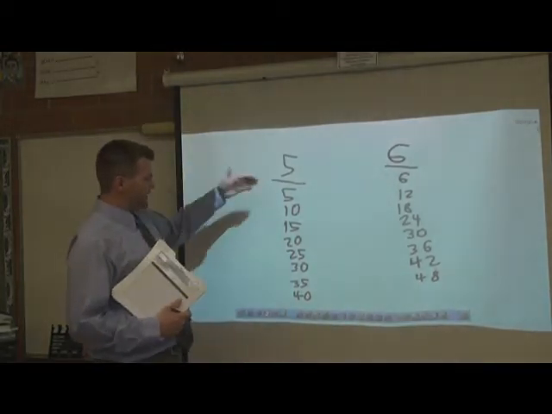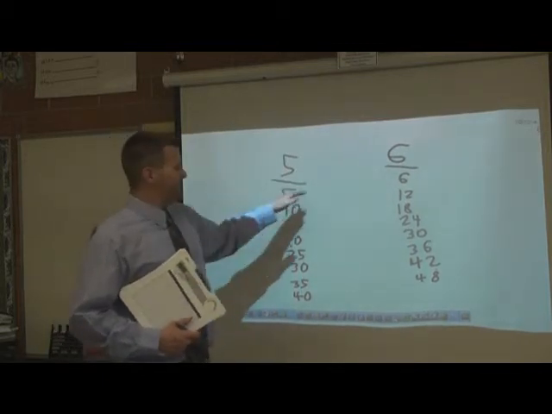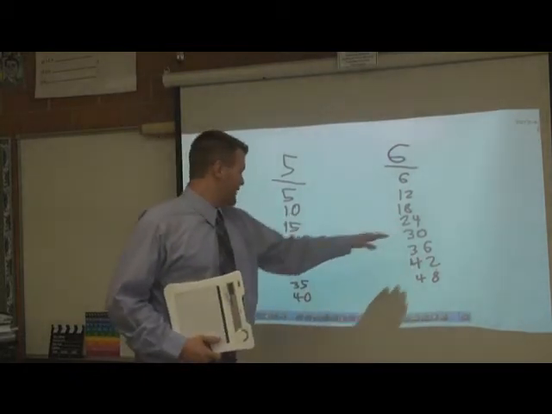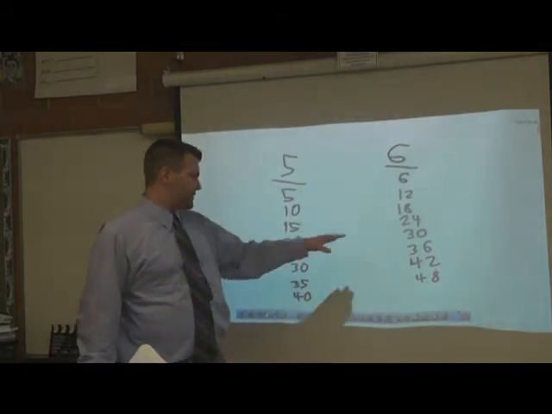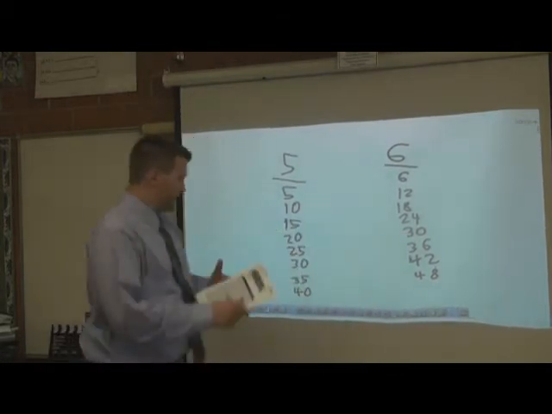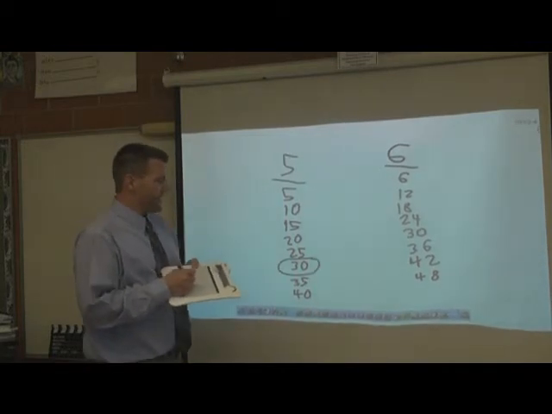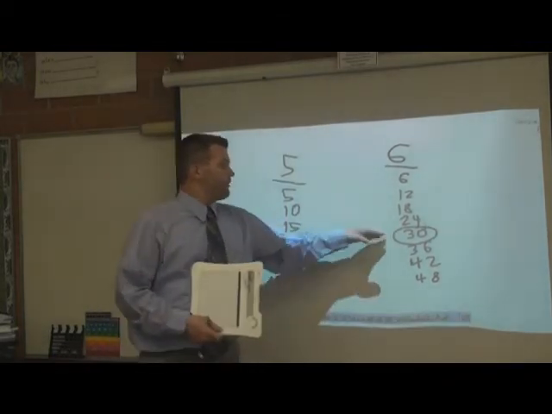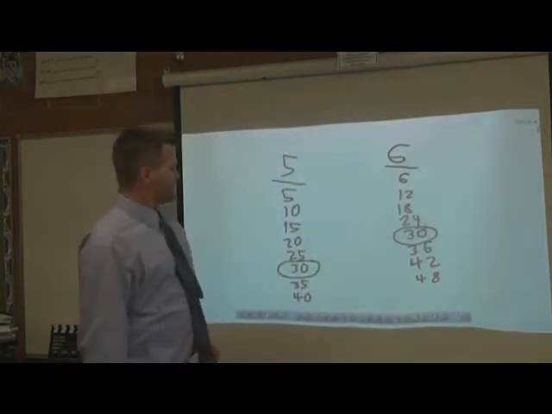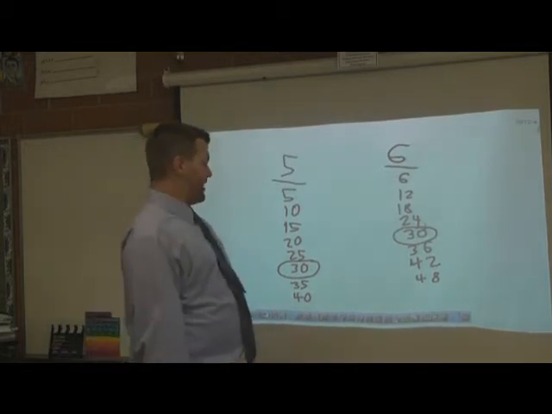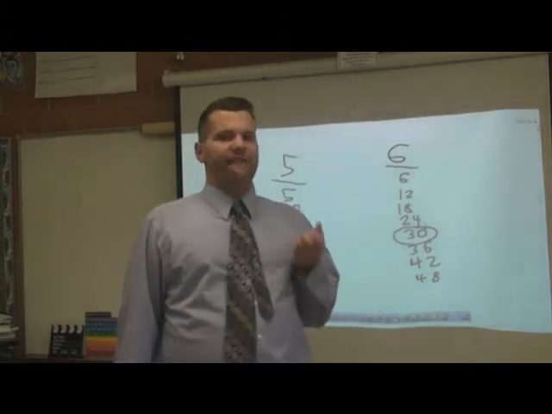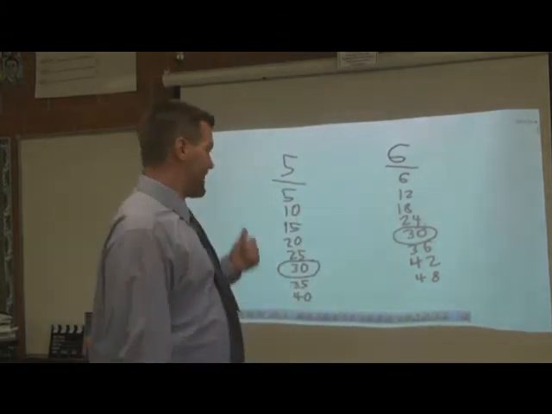I see 5, they don't have 5. No, 5 and 6 don't work. 10 and 12, 15 and 18, 20, 24, 25, 30, 30. Oh! I see one. 30 and 30. It's right there. I don't see that they have anything smaller than that, so 30 must be the smallest multiple that they both have in common together, and that's really important.